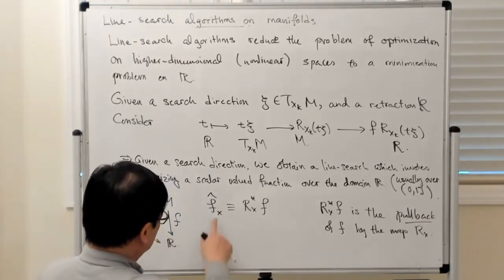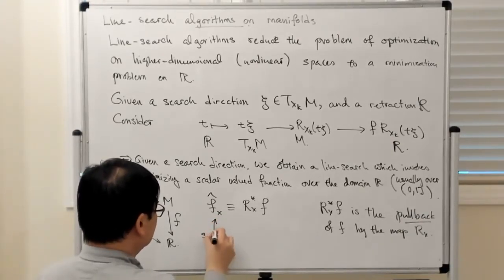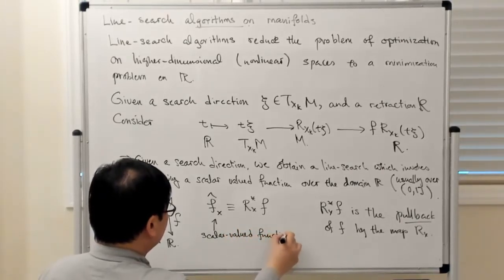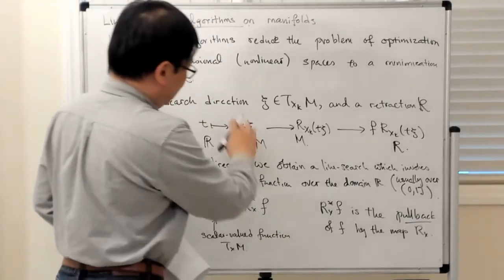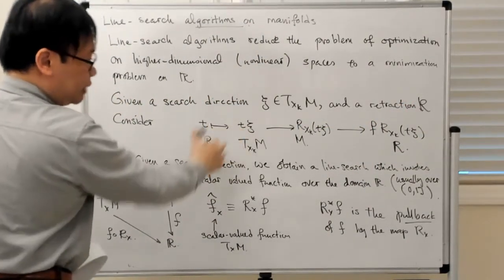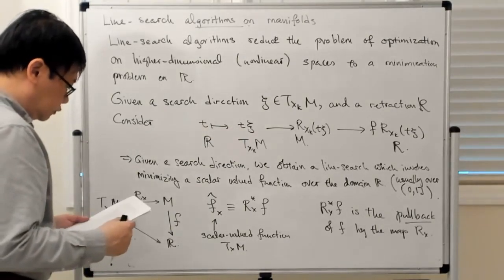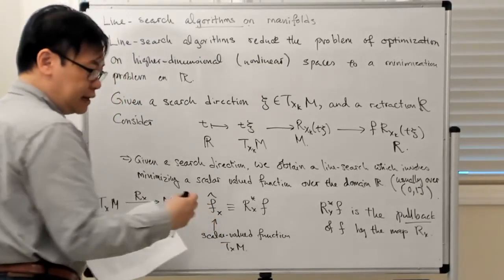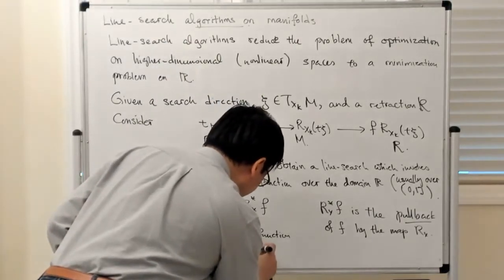So this then is a scalar valued function now on T_x M. It's a little bit along the lines of this part of the picture here, except that I'm not multiplying by t. The advantage obviously is that f hat x is a scalar valued function on a vector space. So I should say this is a vector space.